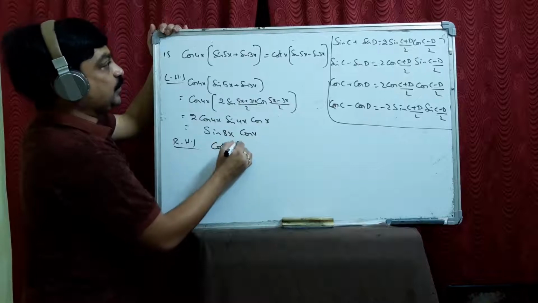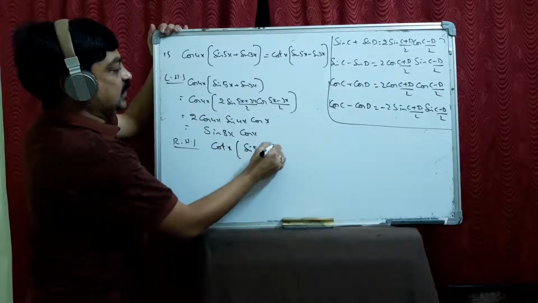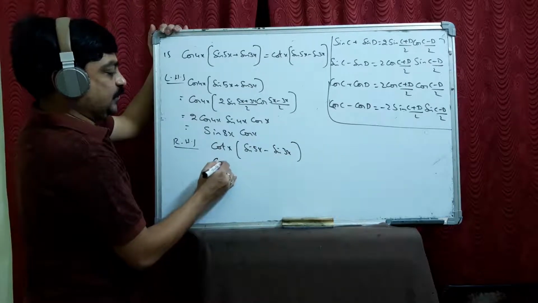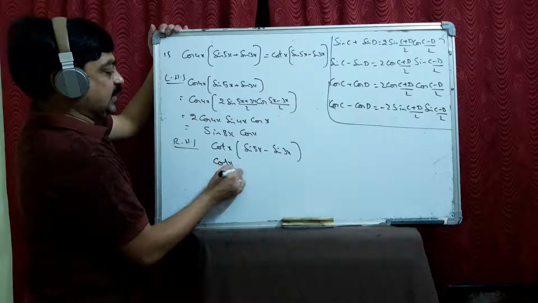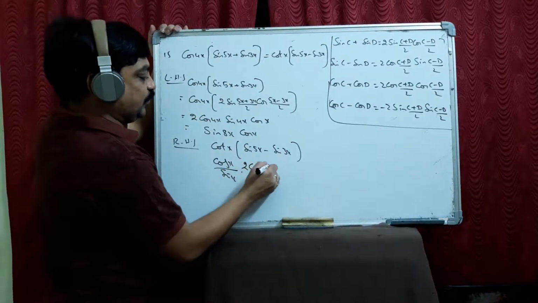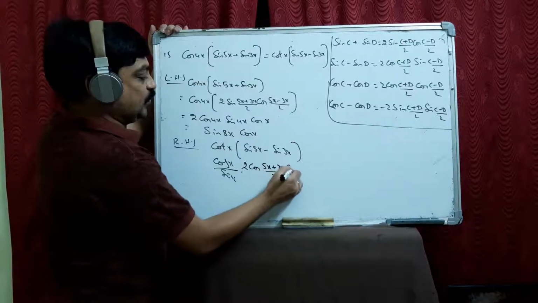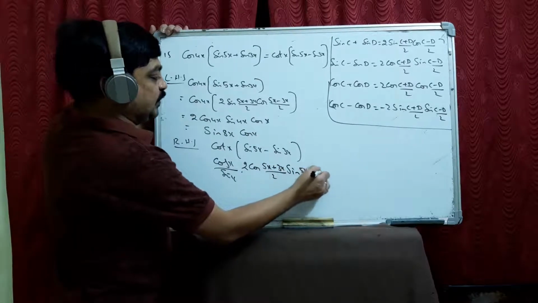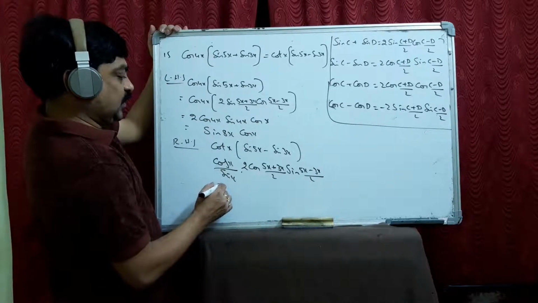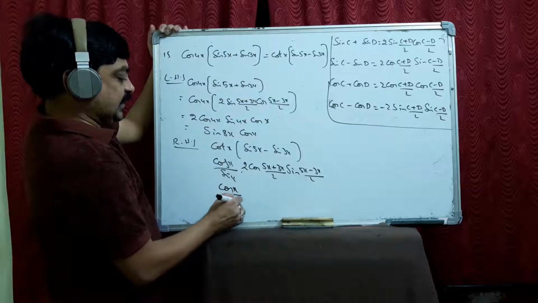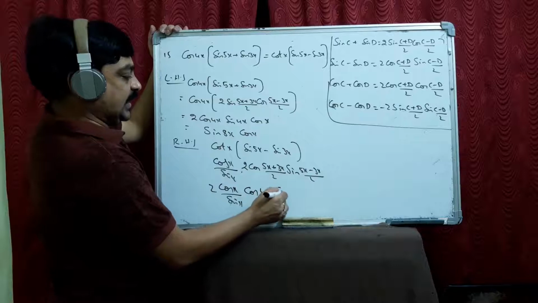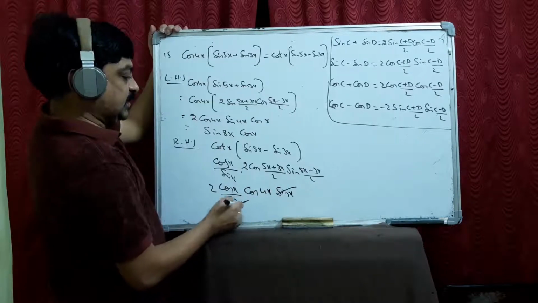Cot x into sine 5x minus sine 3x. So it becomes cot x. I write cos x by sine x, so that it becomes 2 cos (c plus d) by 2, (5x plus 3x) by 2, sine (c minus d) by 2, (5x minus 3x) by 2. So it becomes cos x by sine x. Write down 2 outside. It becomes cos 4x and sine x. You can cancel sine x here.